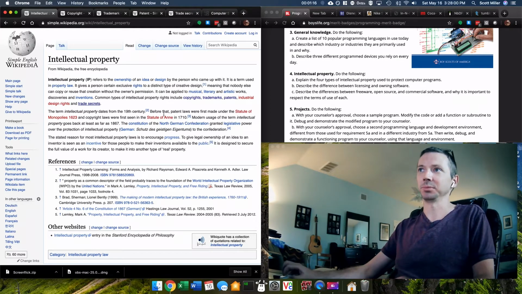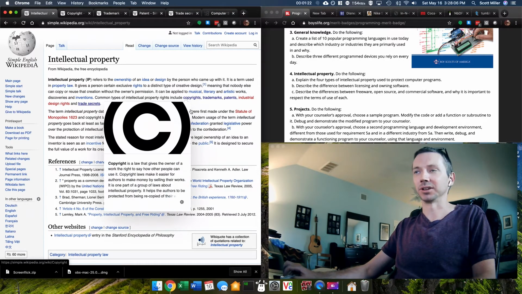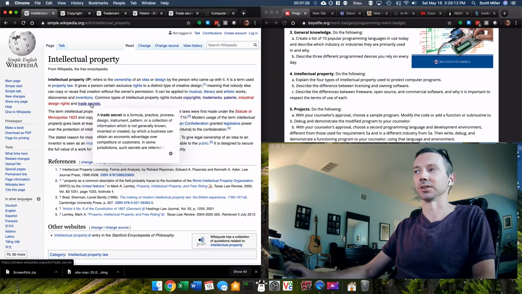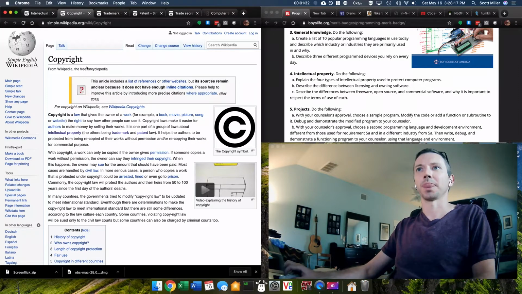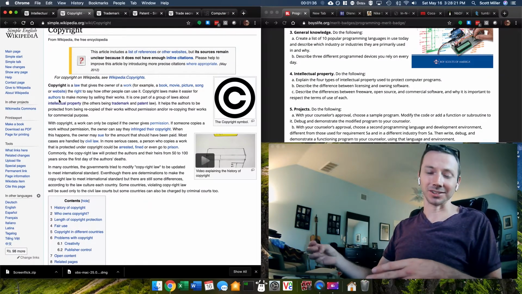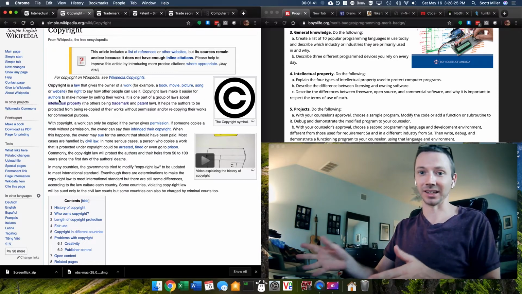So there's several different types of it. The requirement asks to go through 4 common types. And here they have 5 listed, but we're going to go through copyrights, trademarks, patents, and trade secrets. That's the 4 main ones we're going to hit. So, copyright. These are all very similar things. They differ in what they are protecting.